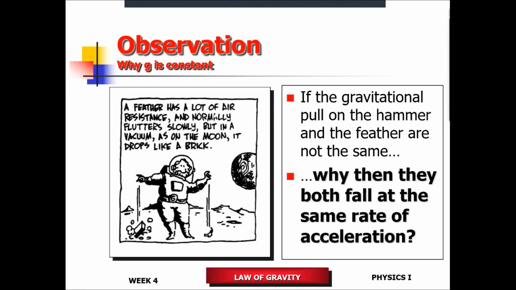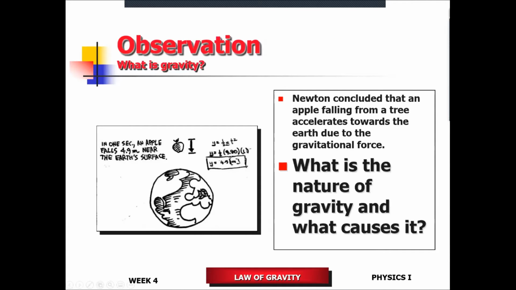Yeah, everything falls at the same rate. Regardless of how big, how small, how heavy, how light, everything falls at the same rate. Gravity does not discriminate. So the question is, why not? Why is it that the weight of an object does not matter in terms of how fast it falls?